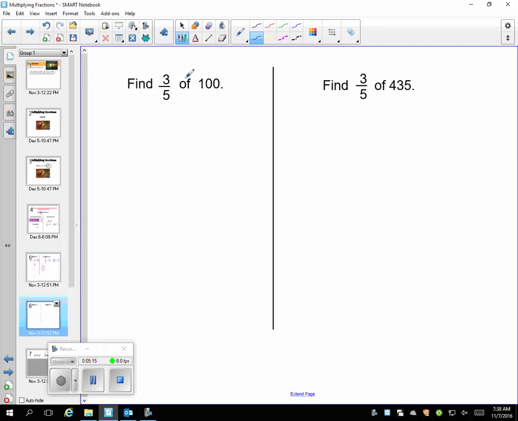Let's do a couple more. 3/5 of 100, and we're going to multiply. Now, for some of you who really understand fractions and how numbers work, you can already see that in the end, we're going to be dividing by 5. 3/5 times 100. And I know in the end, I'm going to be dividing by 5. So for some of you, you can go ahead and think 100 divided by 5 is 20. And then 20 times 3 is 60. Some of you can go ahead and see that happening there.